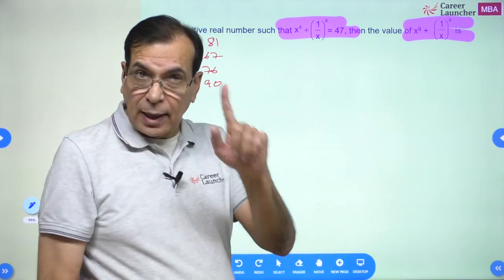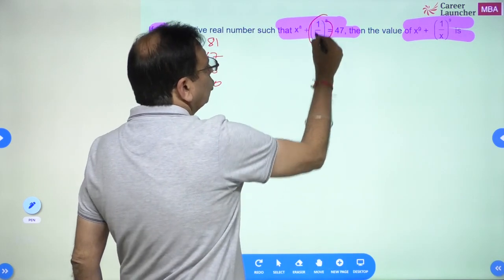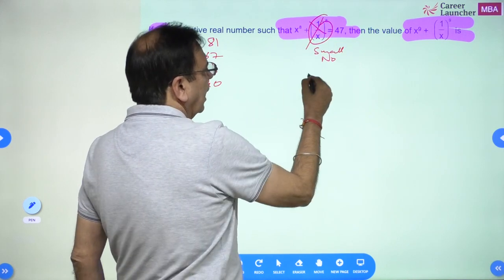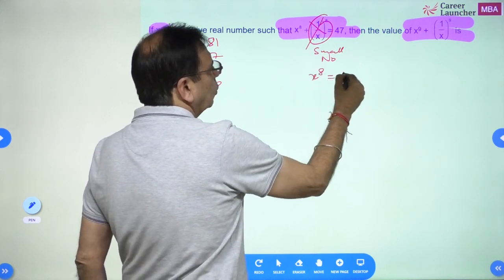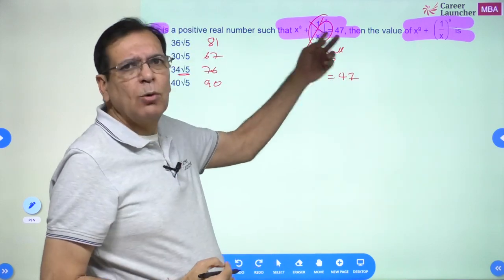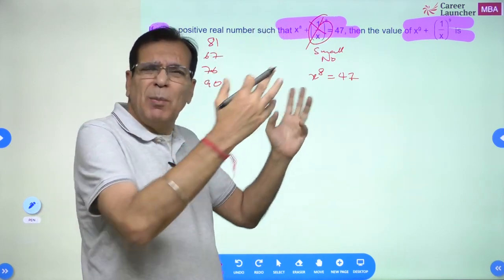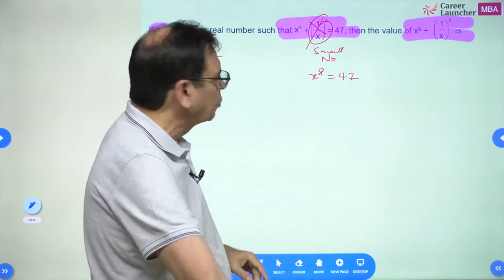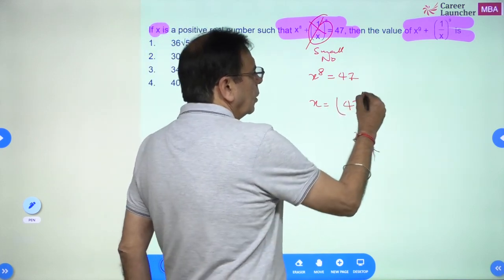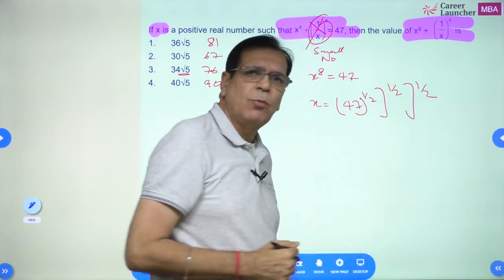Next, what did I do? CAT gives a calculator, so I opened the calculator. I started by saying the 1 by x to power 8 term is going to be a very small number, so I can ignore it. And I said let x to power 8 be equal to 47. It will be almost correct. Because even if you say x is equal to 2, then 1 by 2 raised to power 8 means 1 upon 512, which is a very small number, so we can ignore it. And I used the calculator. So what is x going to be? The square root of the square root of the square root of 47. This is what x will be.